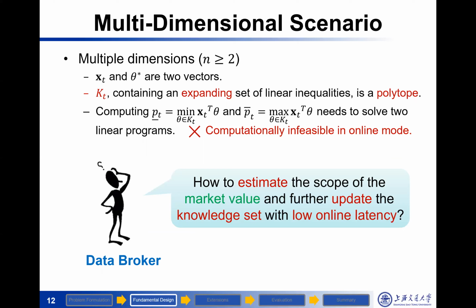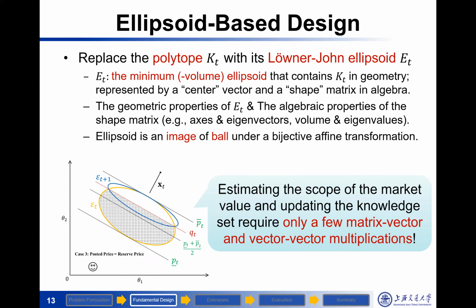in online mode. To reduce online latency, we propose an ellipsoid-based design. The key idea is to replace the polytope k_t with its Löwner ellipsoid e_t. In algebra, the ellipsoid can be conveniently represented by a center vector and a shape matrix. The tasks of estimating the scope of the market value and updating the knowledge set now require only a few matrix-vector and vector-vector multiplications.